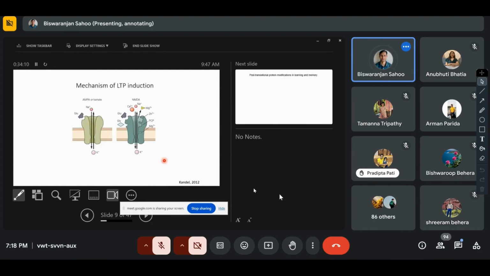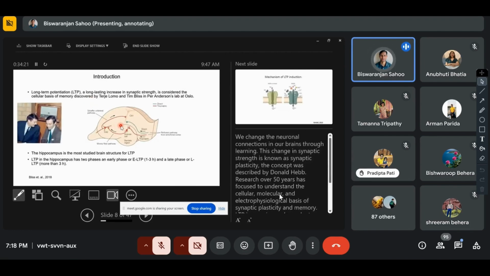I'll explain through this. So what happens? The presynaptic cell is getting depolarized. That means the current from the outside, usually in the neuron, the extracellular space has more sodium ions than the intracellular. So during activation, the presynaptic neuron is getting activated by different stimuli.